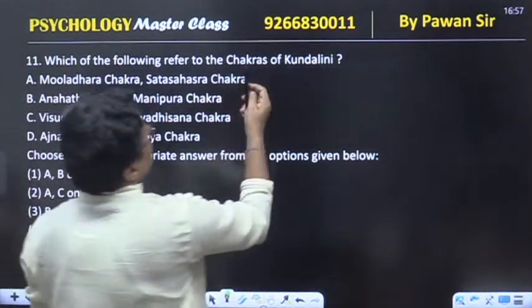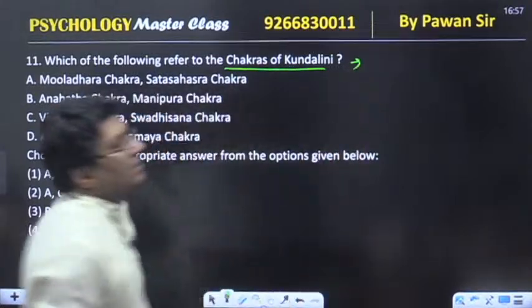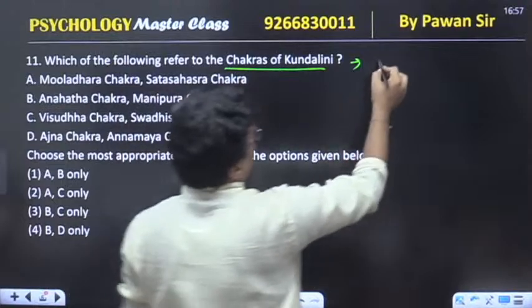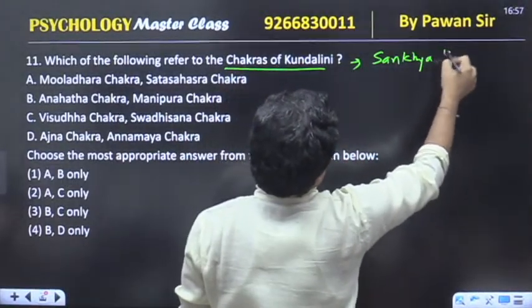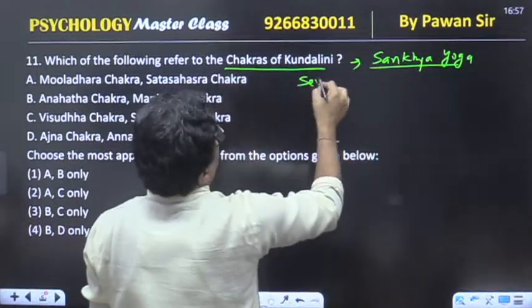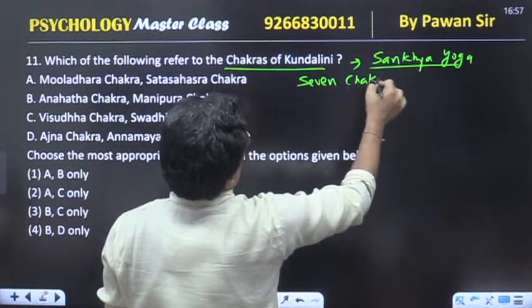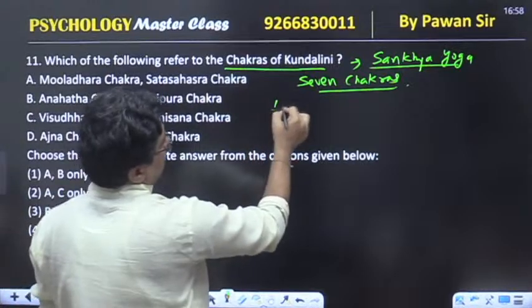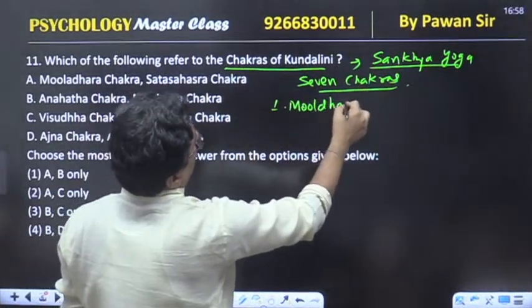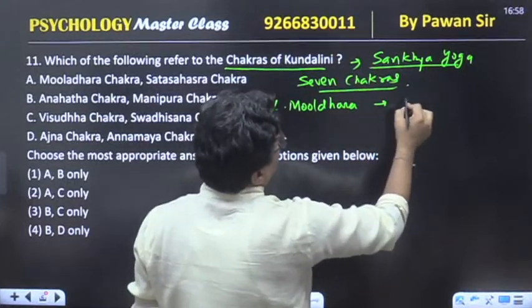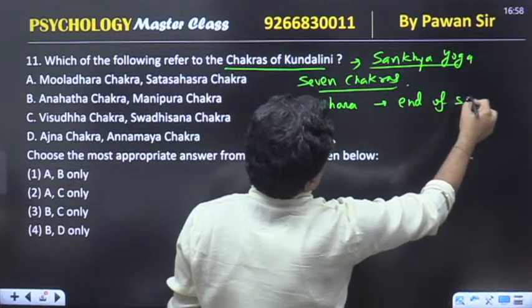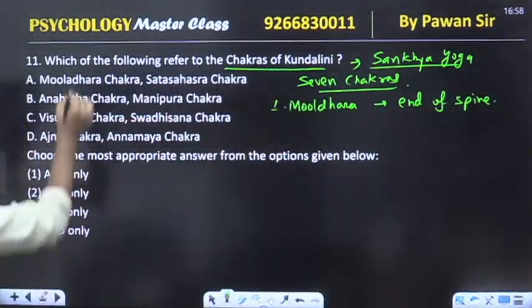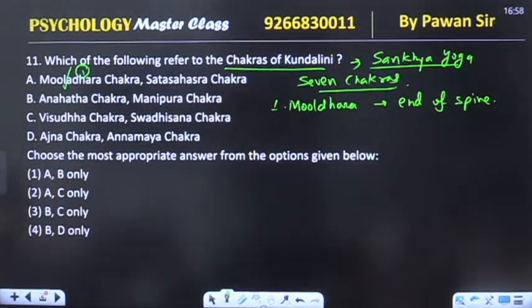There are 7 chakras of Kundalini in the Sankhya Yoga. The first one is the Mooladhara chakra. It is at the end of the spine. So the first one is correct.